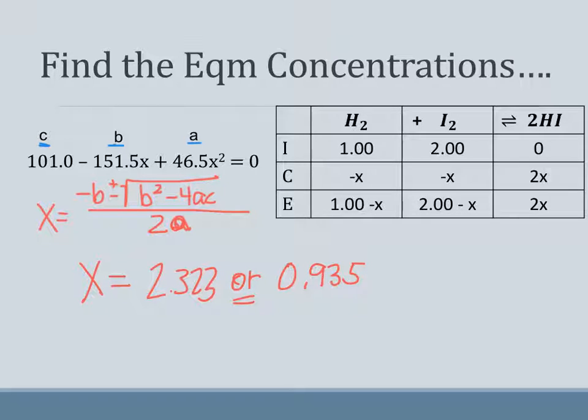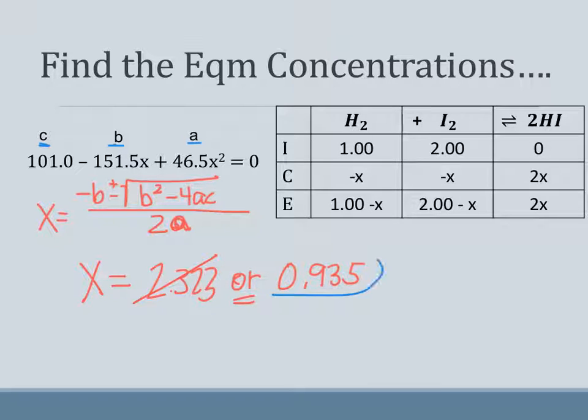So why can't both of these numbers work? Well, what you need to do is substitute these x values in up here in your E line, in your equilibrium line. You cannot make a negative amount of a concentration. So if you plug in 2.323 for x, you get a negative value for both of them. So that value does not work. We can discount it right away because it will give us a negative number. We're going to discount just the one value.